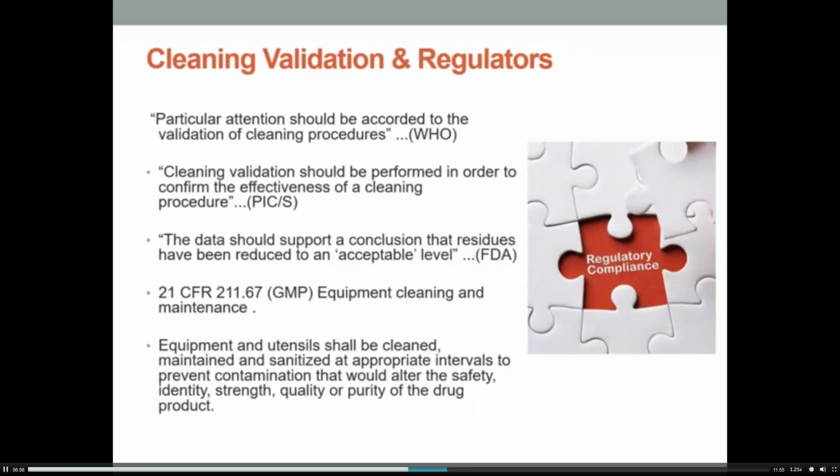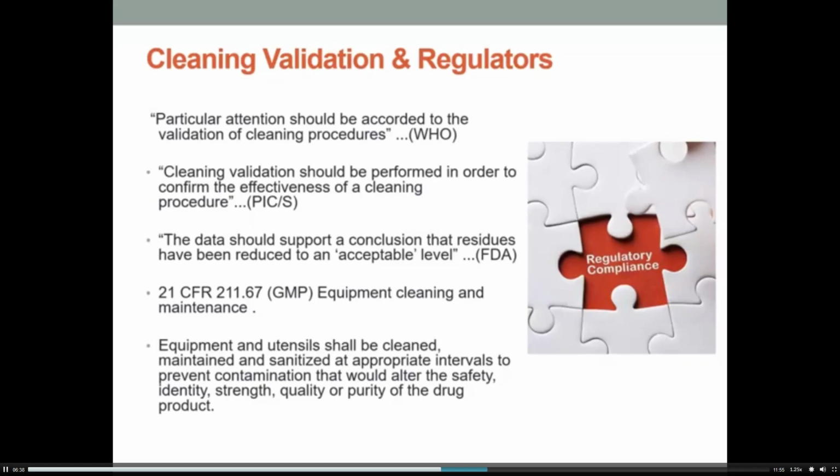Cleaning validation and the regulators. So there are a lot of different places where cleaning validation is mentioned in the regulations. There's just a couple here to mention in particular. From the World Health Organization, particular attention should be accorded to the validation of cleaning procedures. Cleaning validation should be performed in order to confirm the effectiveness of a cleaning procedure. The data should support a conclusion that residues have been reduced to an acceptable level.